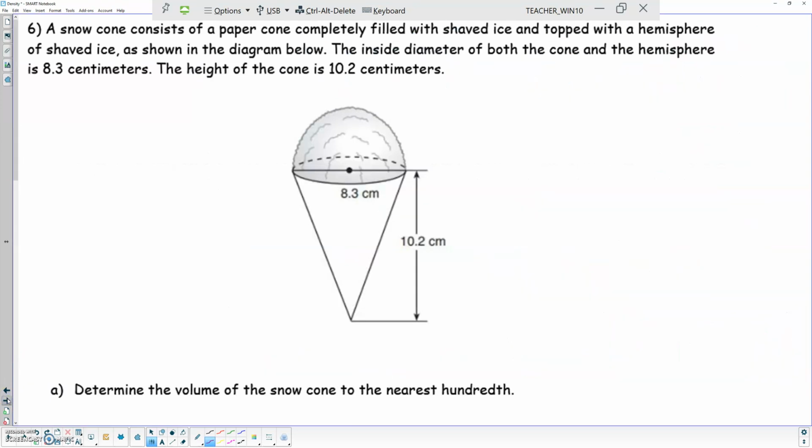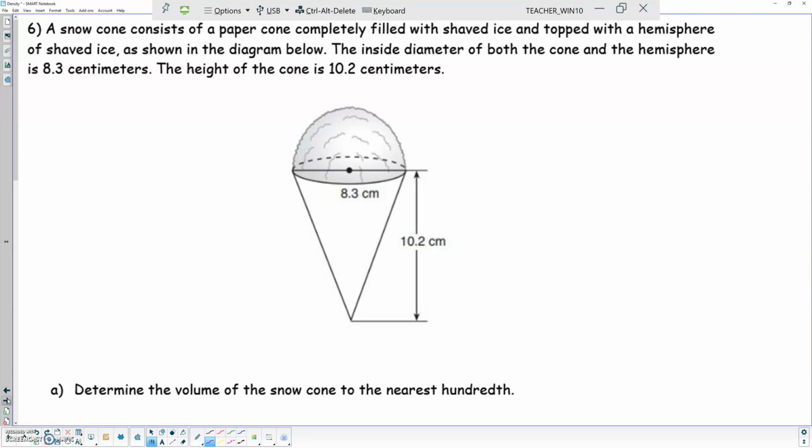Okay, number 6. A snow cone consists of a paper cone completely filled with shaved ice and topped with a hemisphere of shaved ice. The inside diameter of both the cone and the hemisphere is 8.3 centimeters. The height of the cone is 10.2 centimeters. Okay, so the first part says determine the volume of the snow cone to the nearest hundredth.